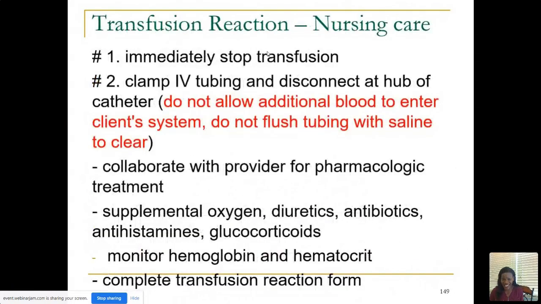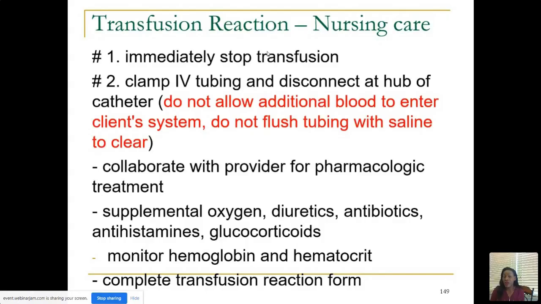The first thing, the priority thing, the initial thing, the thing you'll do before anything else, I don't know how else to phrase that, is to stop the blood. Stop the infusion, okay? Disconnect the hub catheter. Do not allow any more bad blood to enter this client's system. Don't flush the tube, okay? Because think about it, that's more bad blood going into the client. So priority with a hemolytic, okay? A true febrile hemolytic reaction, stop the blood.